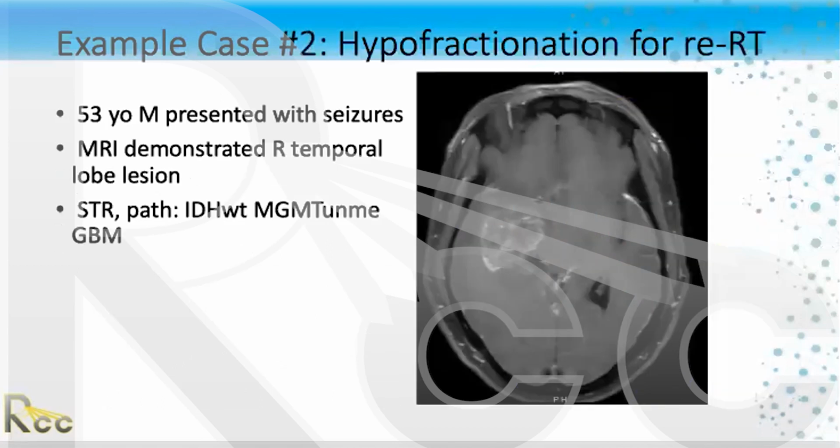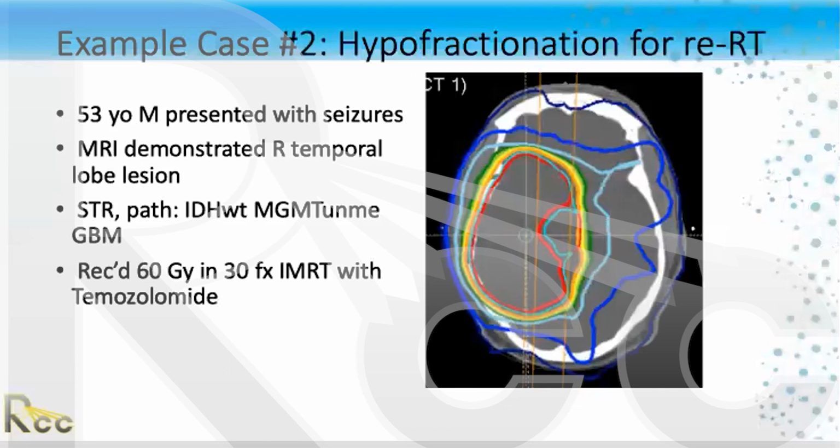Okay, so here's a case. This is in the re-irradiation setting. It's a 53-year-old, had seizures, and this is the upfront setting, had MRI that demonstrated a right temporal lobe lesion, had a subtotal resection. The path again showed what would be considered a molecular glioblastoma, IDH wild type, MGMT unmethylated. This patient underwent conventional chemoradiation with 60 gray in 30 fractions IMRT with temozolomide.